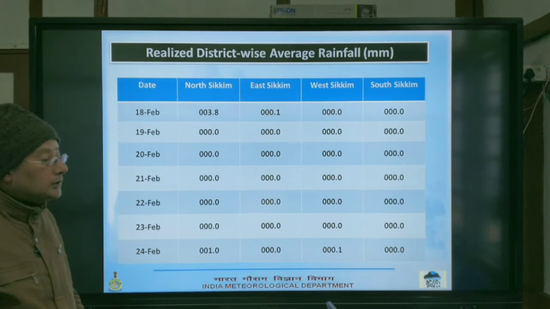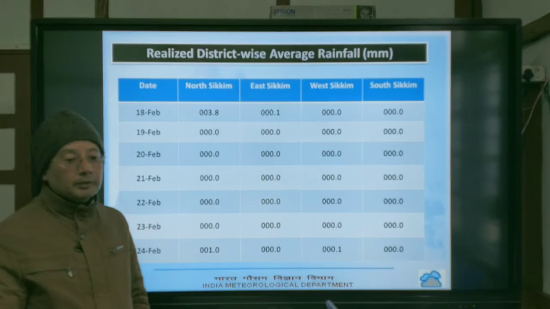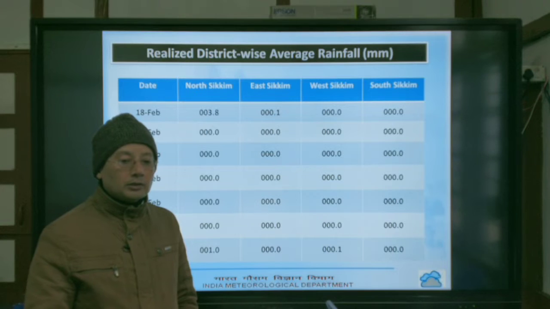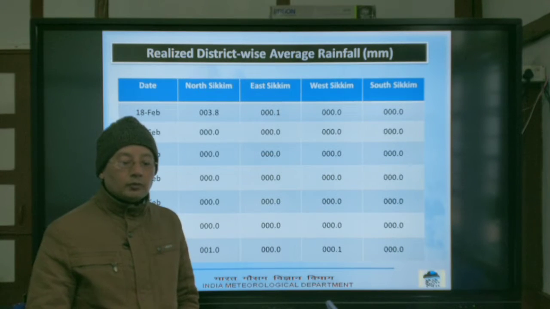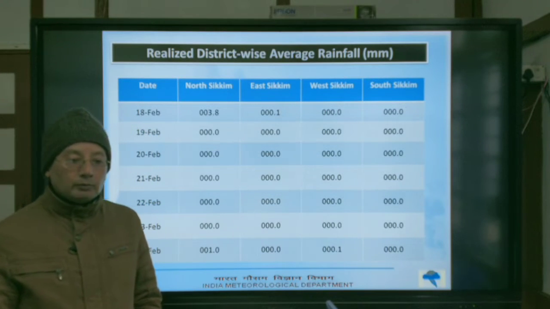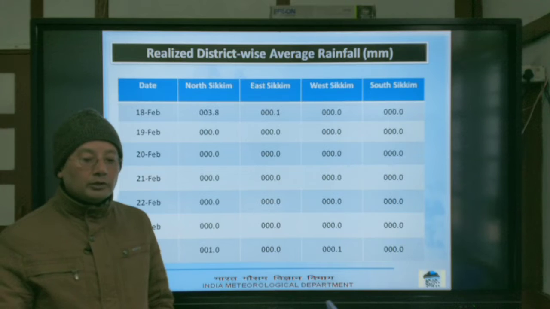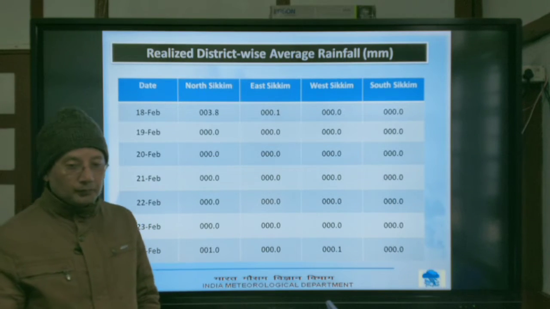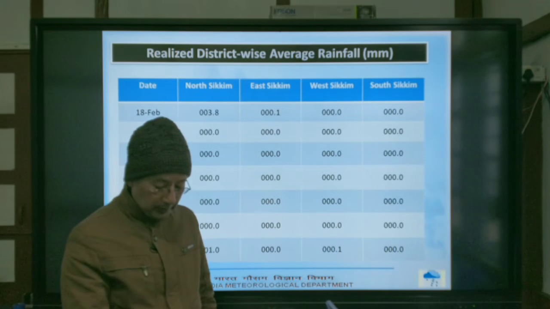Then we have realized district-wise average rainfall in millimeter. We can see from the table on 18th February, North Sikkim recorded an average rainfall of 3.8 millimeters and East Sikkim only 0.1 millimeter. And on 24th February, North Sikkim recorded 1.0 and West Sikkim recorded 0.1 millimeter rainfall. That is average rainfall in millimeters.